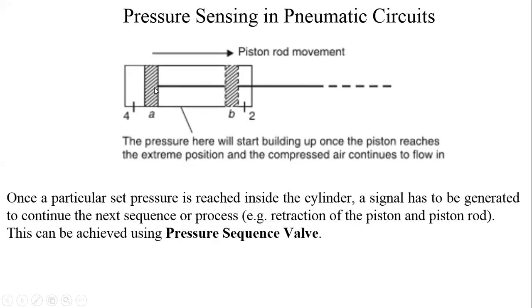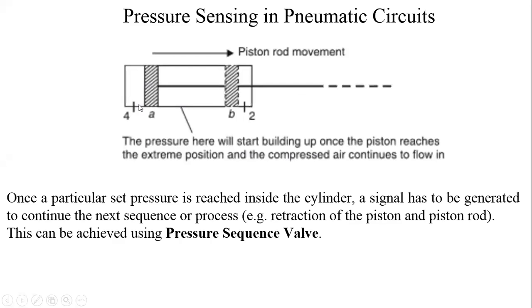Now, when cylinder piston rod will start its extension stroke, pressure will start building here in this portion. It will start towards the end of extension stroke, but compressed air supply is still on. It is still coming in. So pressure here in this portion will start building up once piston reaches the extreme position, that is end of the extension stroke, and compressed air continues to flow in.